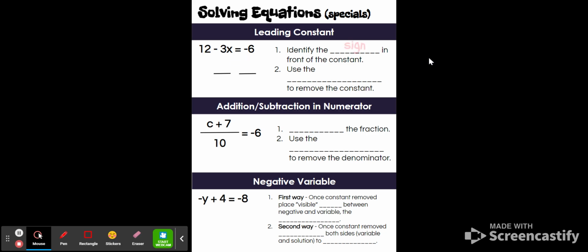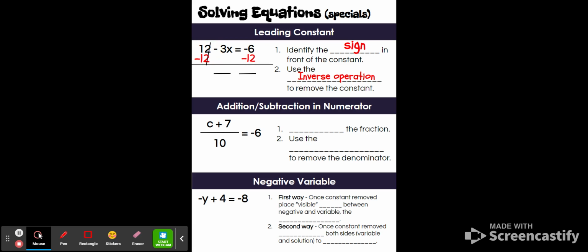So we're going to identify the sign that's in front of the constant. That minus sign behind the 12 goes with the 3. So that's saying a negative 3 times x. So we're going to identify the sign, and then we're going to use the opposite inverse operation. So the opposite of plus 12, because that's a positive 12, is minus 12. So we're subtracting 12 on both sides of the equal sign.